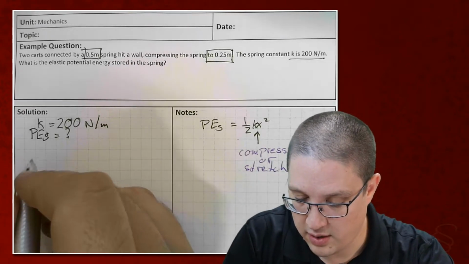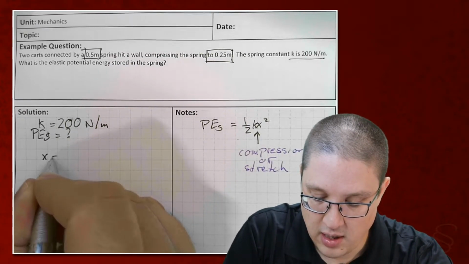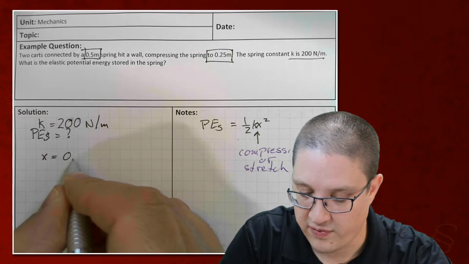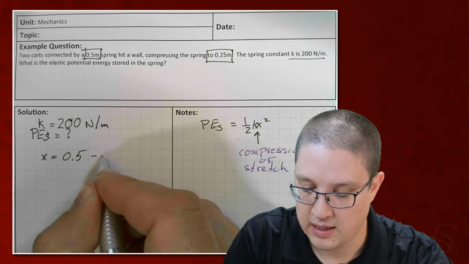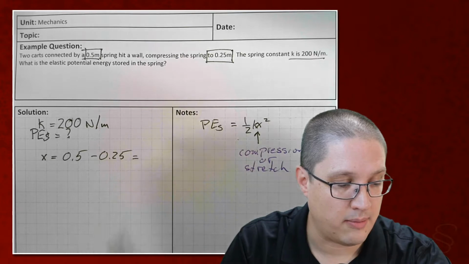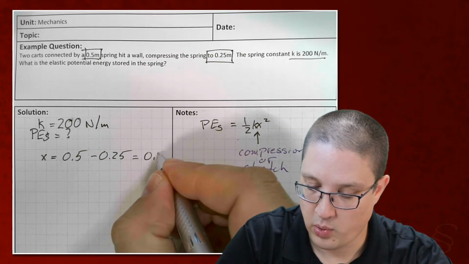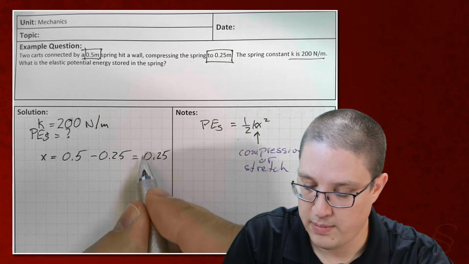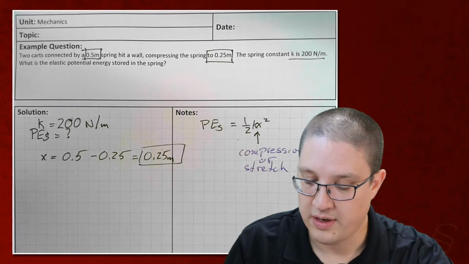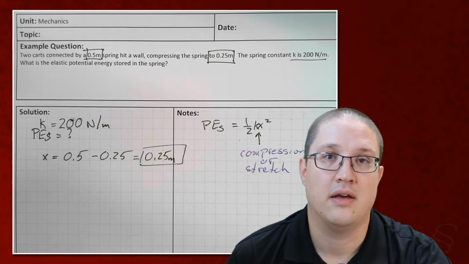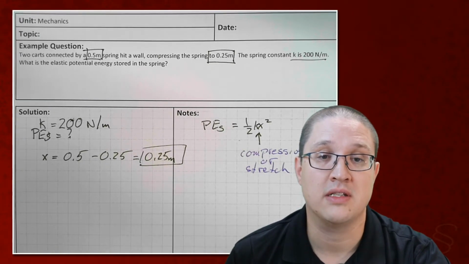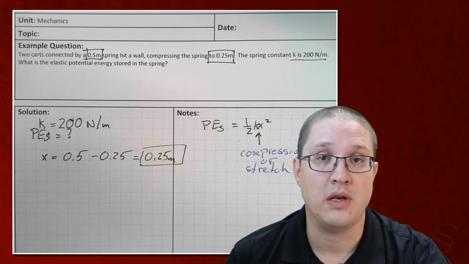So what I've got here is my compression. I can figure it out by going, well, it started at 0.5 meters and it ended at 0.25 meters. So I actually compressed 0.25 meters. So there's my x value that I need. Be careful with this one when it's looking for it. You're looking for the compression or the stretch. This compressed by 0.25 meters.